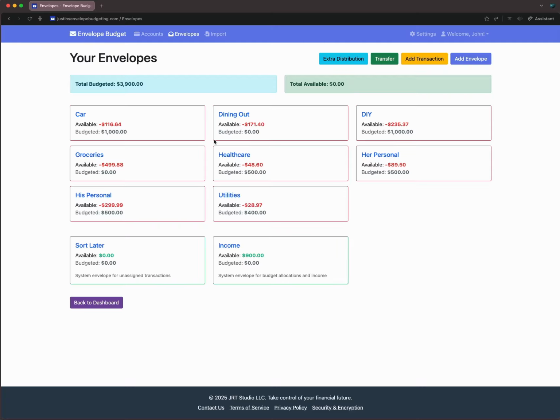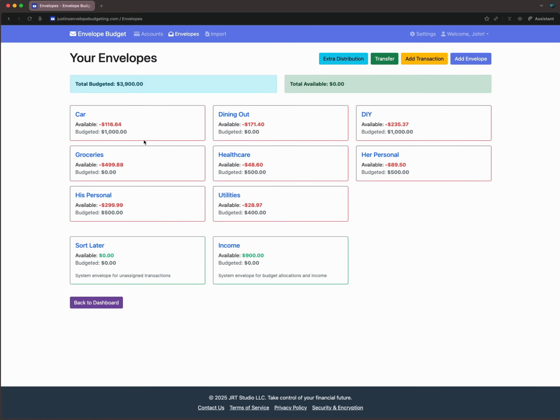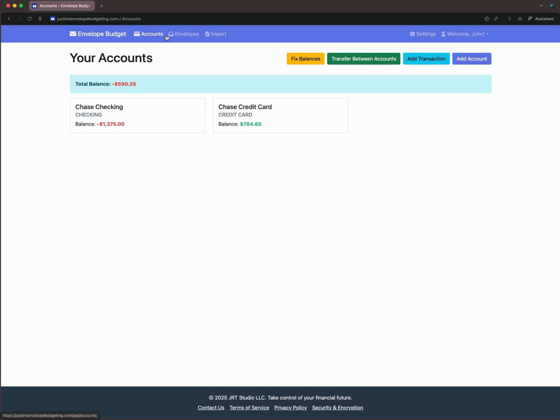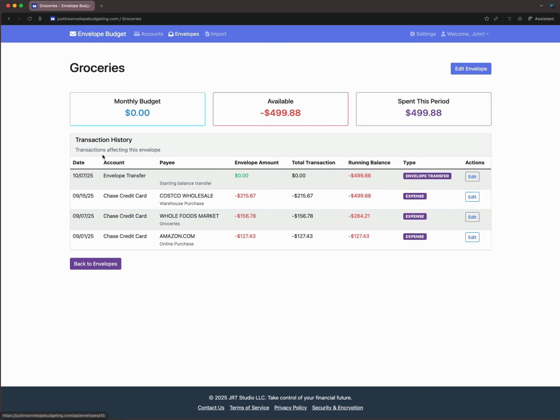So this is just a short introduction to the website. You add in your accounts, you add in your envelopes, and then you import your transactions. And those are really the three main things that you do. One of the things that I do that makes this site different than other sites is the sort later. And then there's a bunch of little features that aren't highlighted here, but I'll just show you a cool one.